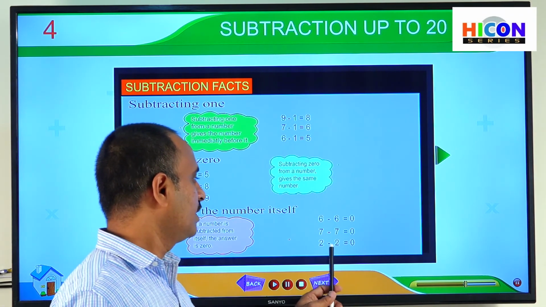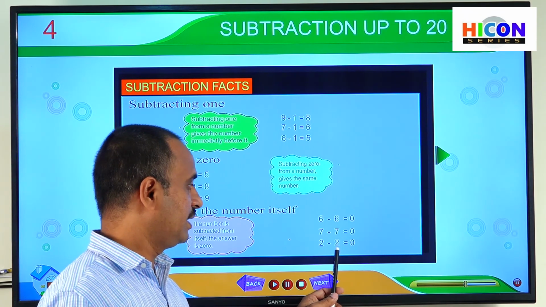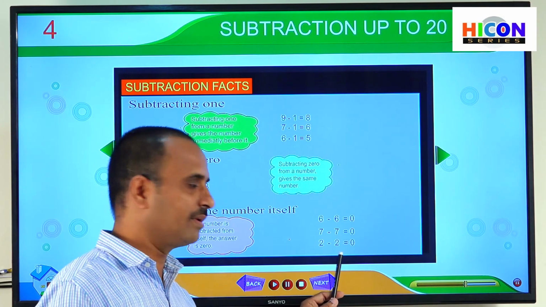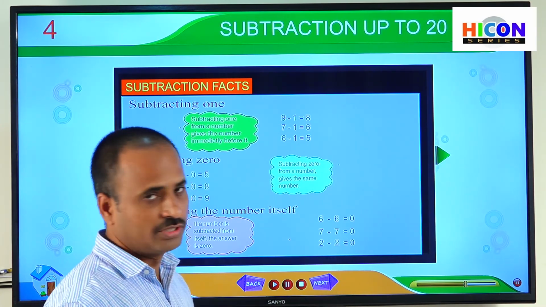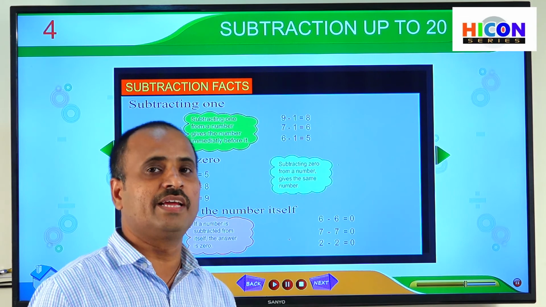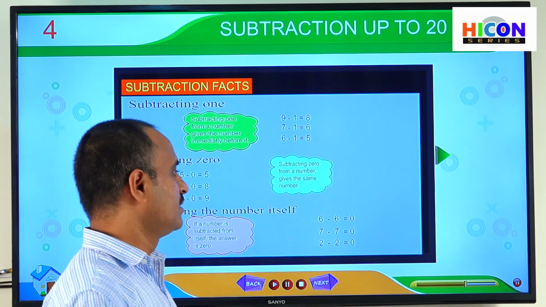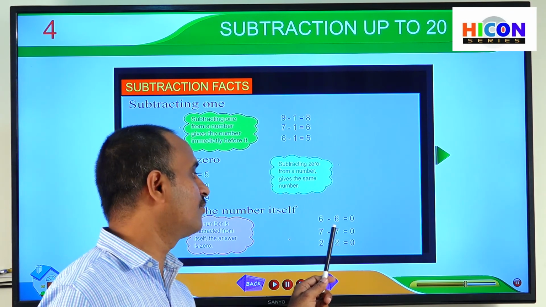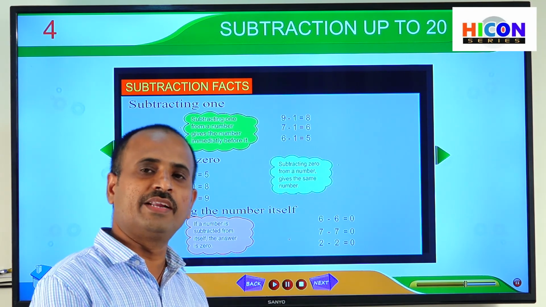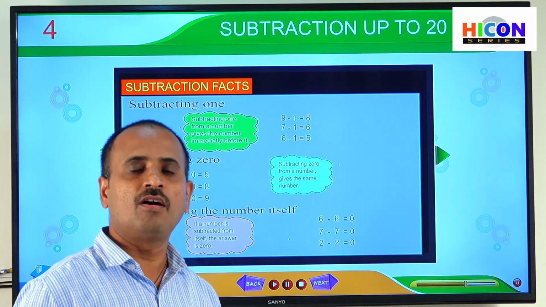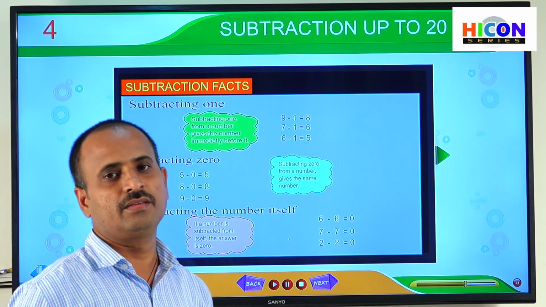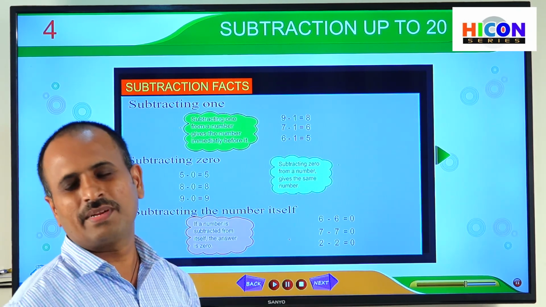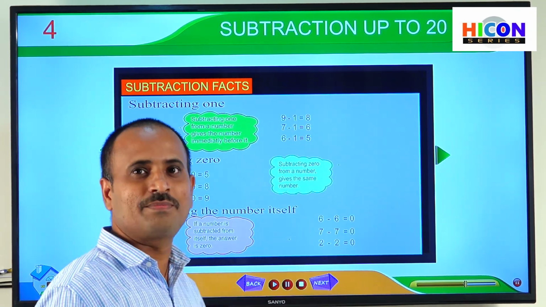If we again see the third example, they also subtracted 2 from 2. That means they have subtracted a number from the same number. The answer is 0. So children, subtraction means taken away. Here 6 minus 6 means we have to take away 6 objects from the given 6 objects. If you take away 6 objects from 6 objects, how many objects will be left there? Nothing. So that's why the answer is 0. So this is about the third subtraction fact. So these are the 3 subtraction facts.